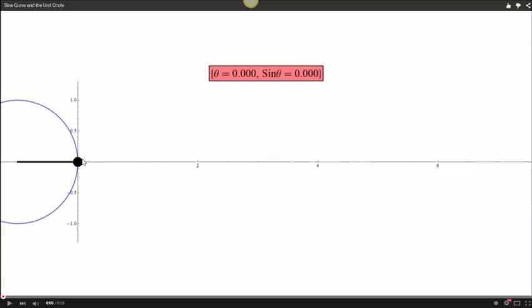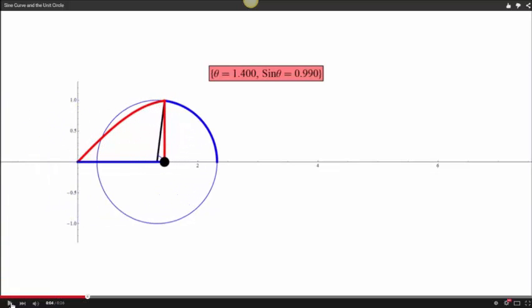So it starts at 0 because sine of 0 is 0. You can check that one on your calculator, but if you think about it, it makes sense. Sine is the height of the triangle. If there's no angle, there is no height. So sine of 0 is equal to 0. But then, as we start to move around the circle, the height of the triangle increases.